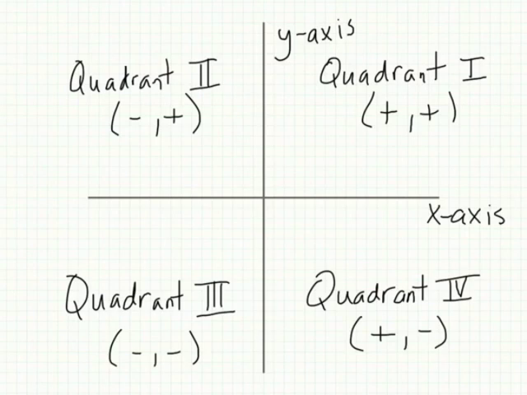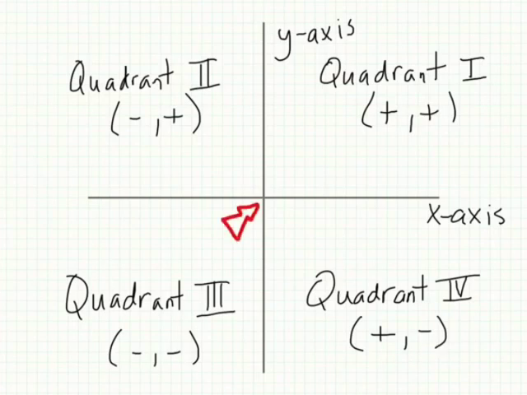The values you're going to find, or the ordered pairs that you're going to find in those specific quadrants, will be for quadrant 1, both the x and the y values will be positive. For quadrant 2, x will be negative, y will be positive. For quadrant 3, both x and y will be negative. And then for quadrant 4, x will be positive and y will be negative.